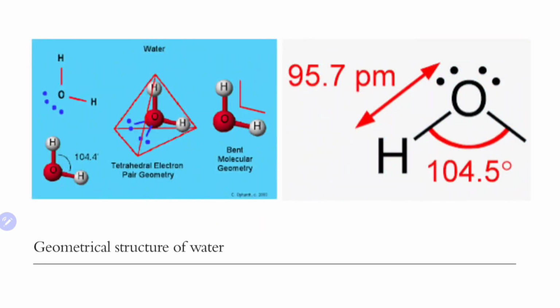Okay, once again, this is for water. This is the bent shape from tetrahedral, but empty to place this here. So we say it is bent or V shape. The angle is measured as 104.5 degrees.